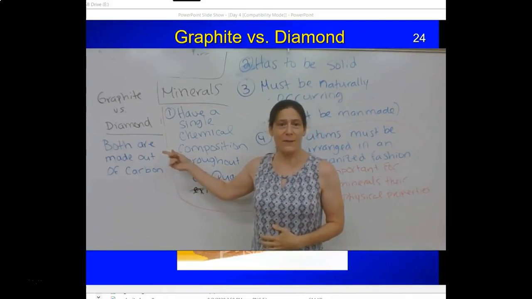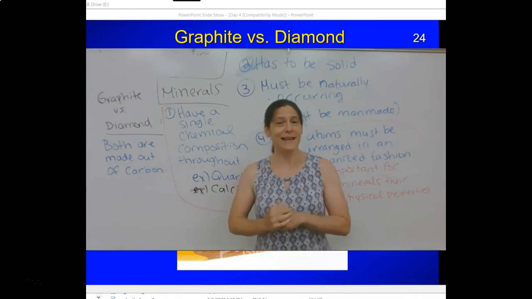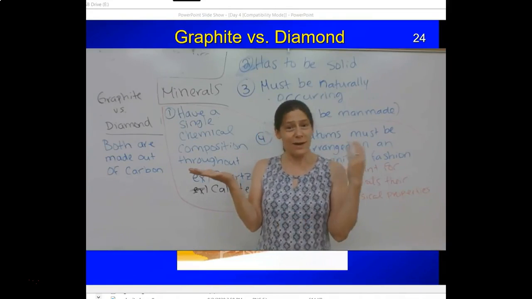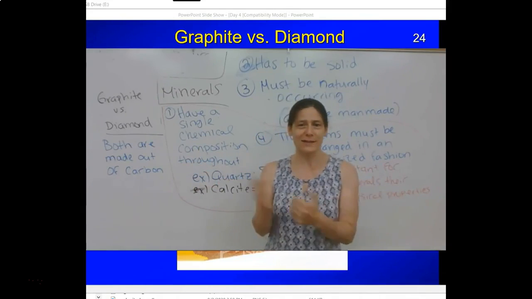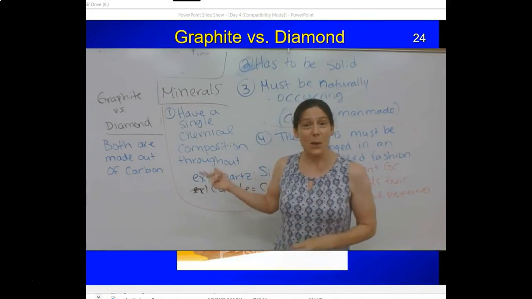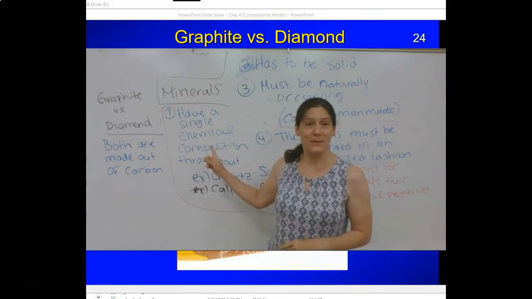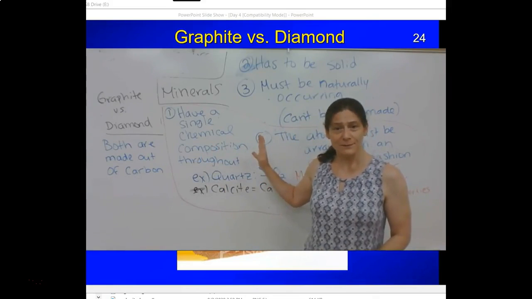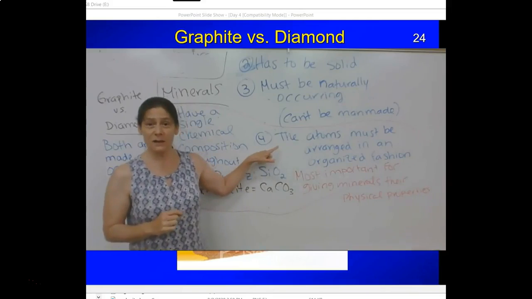Graphite and diamond are made of exactly the same material. They're both made out of carbon. I could take the ashes of my loved one and make either a diamond or graphite. I guess technically those would not be natural minerals since somebody's making them. But the point is that they're made of exactly the same chemical composition, so they both have a single chemical composition throughout. What's different about the two is how the atoms are arranged.